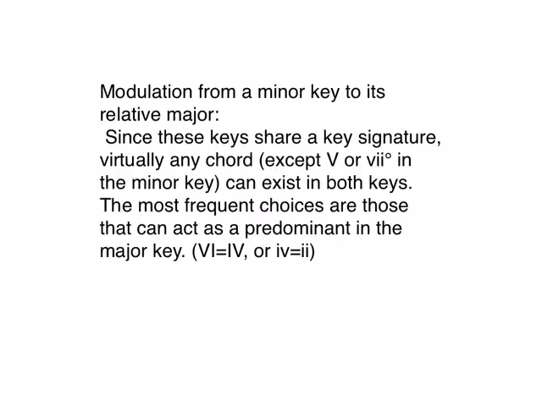What happens in a minor key? The most common modulation is to the key of the relative major. And since these keys share a key signature, virtually any chord except a chord that's being altered by the harmonic minor, like a 5 or a leading tone chord in the minor key, can exist in both keys. The most frequent choices are those that can act as a predominant in the major key, like a 6 in minor, which is a 4 in the relative major, or a 4 in minor, which is a 2 in the relative major. But that's by no means the only choice.